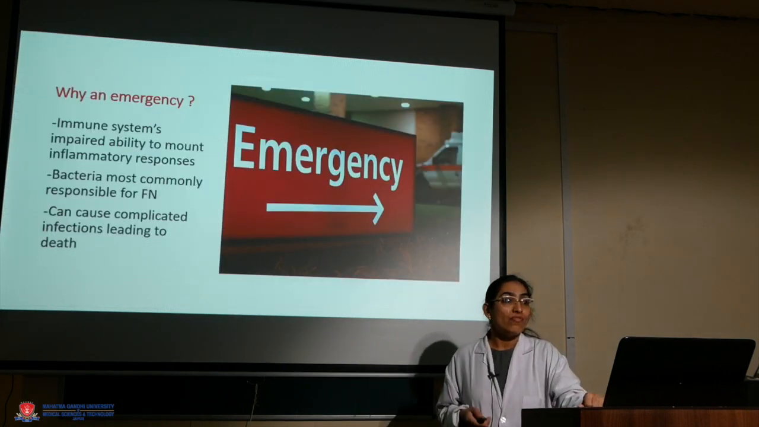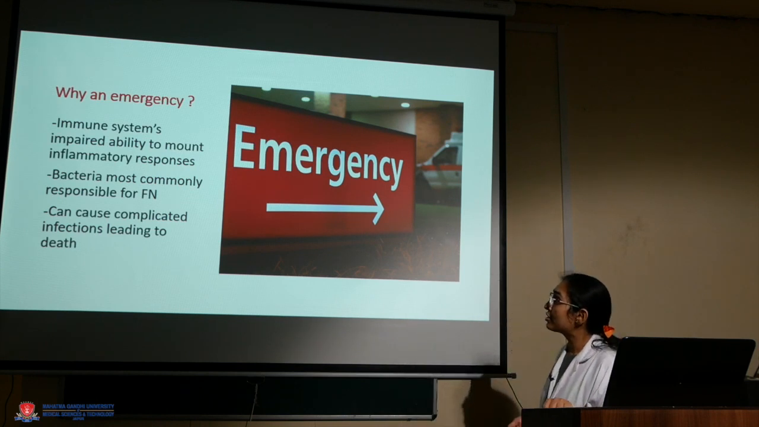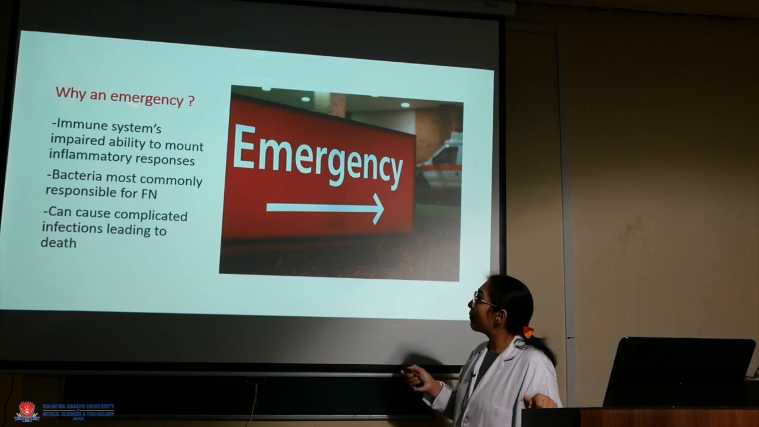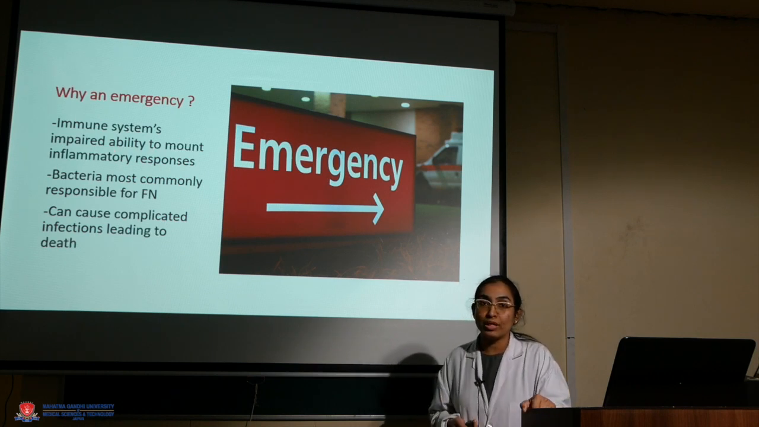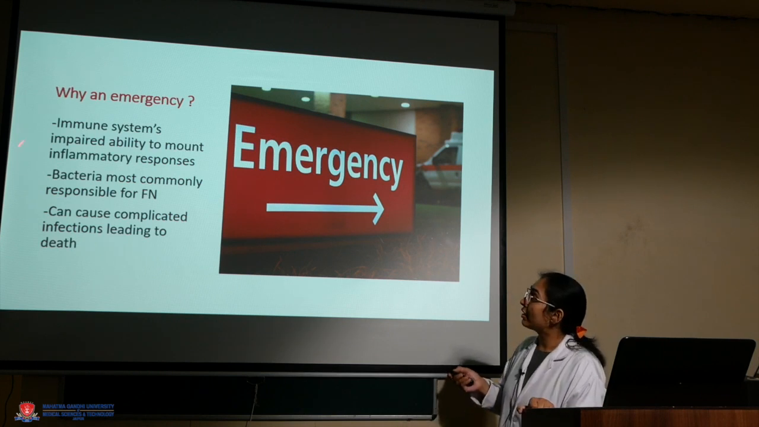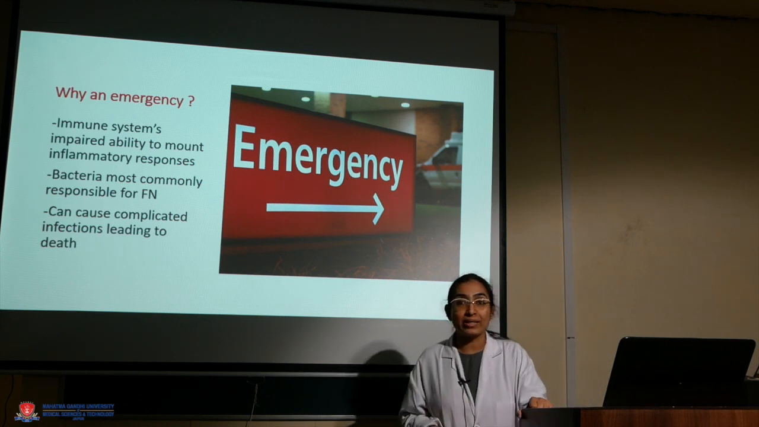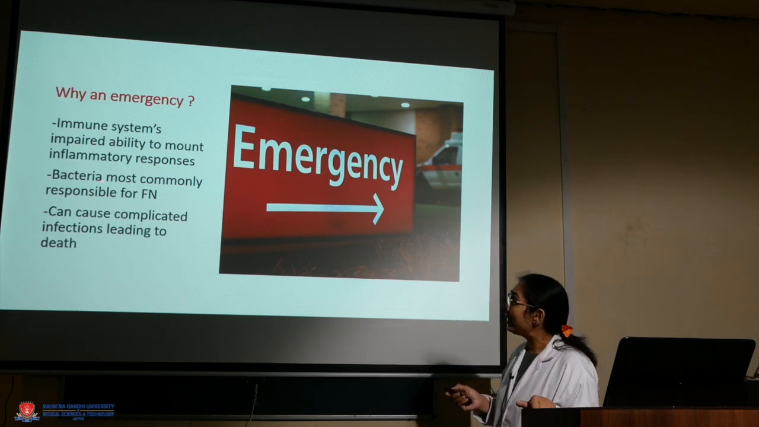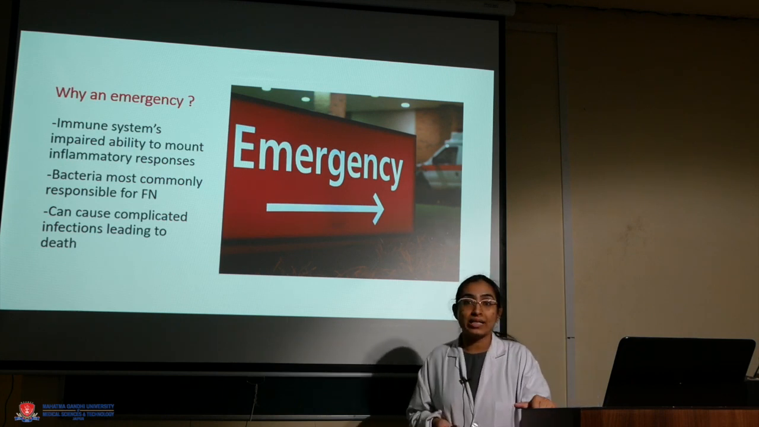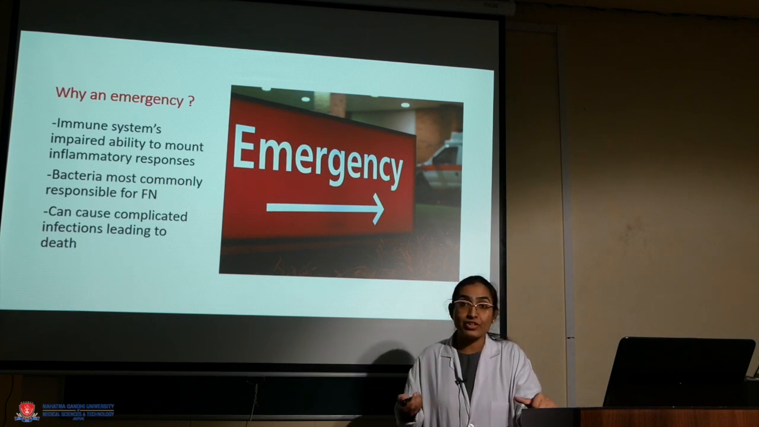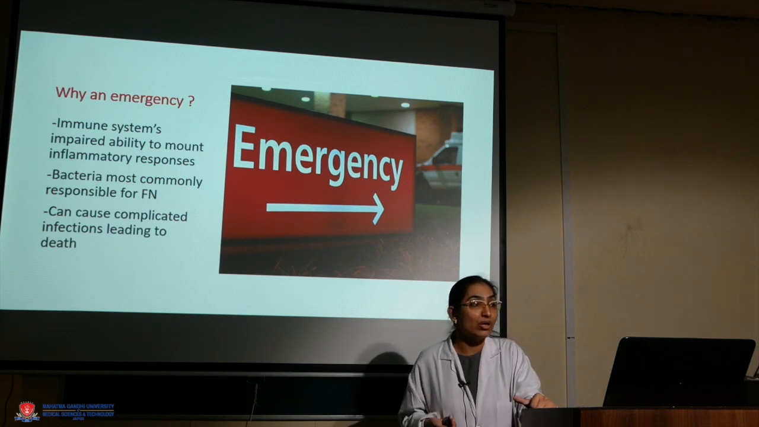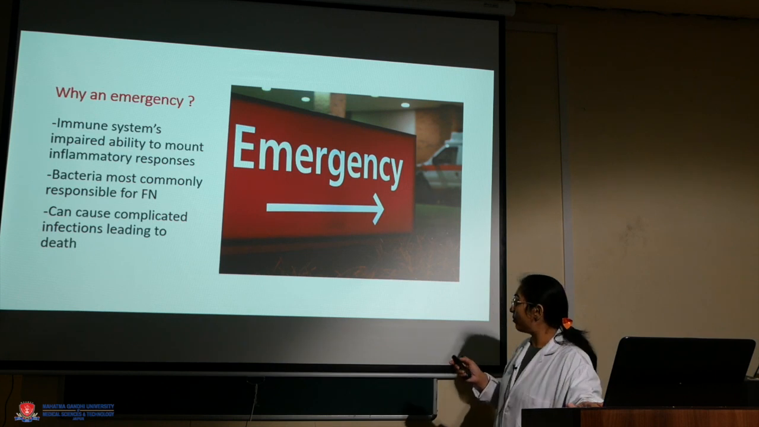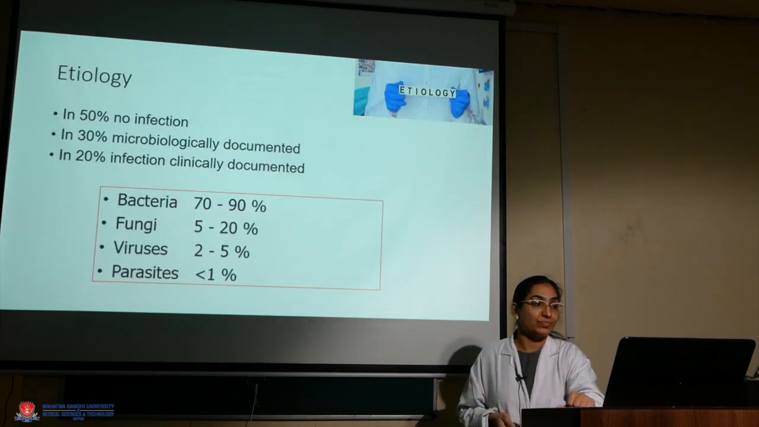So if you see why it is an emergency, it is an emergency because the immune system is impaired, with reduced ability to mount inflammatory responses. Such patients who are on chemotherapy, who are already immunocompromised, have a decreased ability to combat the microbial organism. Bacteria are the most commonly responsible organisms for febrile neutropenia, and these organisms can lead to complicated infections, infections at unusual sites, sometimes infection with even unusual organisms. So that is why it is an emergency situation to deal with febrile neutropenia.